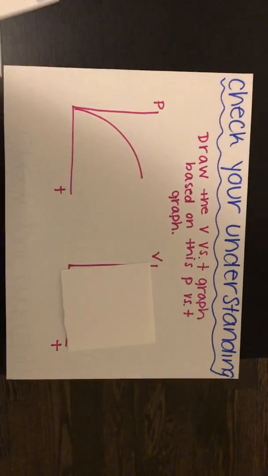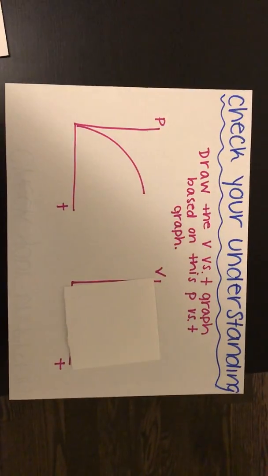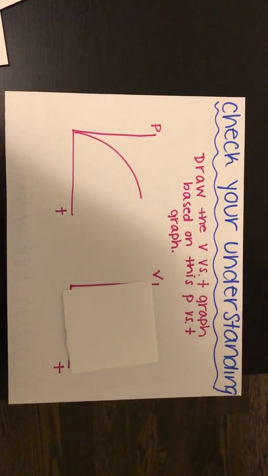Here's an example for you to check your own understanding. Based on this position versus time graph, draw the velocity versus time graph.